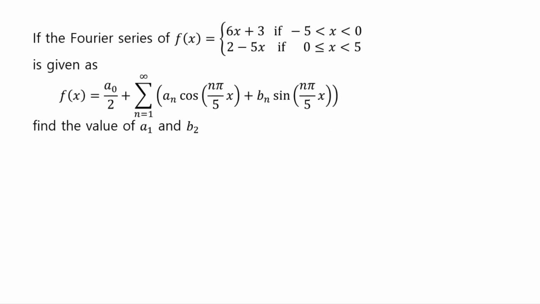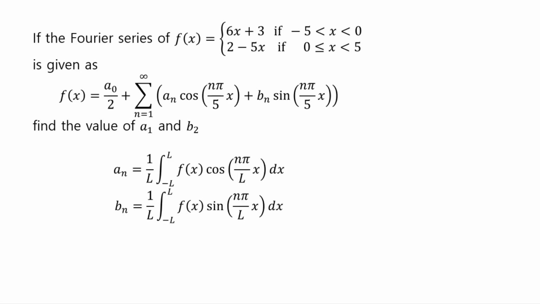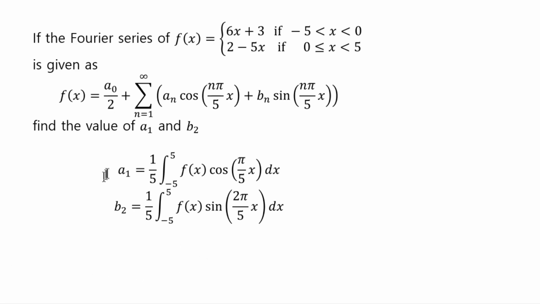Here you're given a piecewise function, and you're being asked for some coefficients of the Fourier series. Now, from the formula for the Fourier series, our L should be 5, because the interval is from -5 to 5. And then, because you want a1 and b2, this n should be replaced by 1 and this one by 2. That leaves us with these two integrals, which should be quite straightforward to calculate.